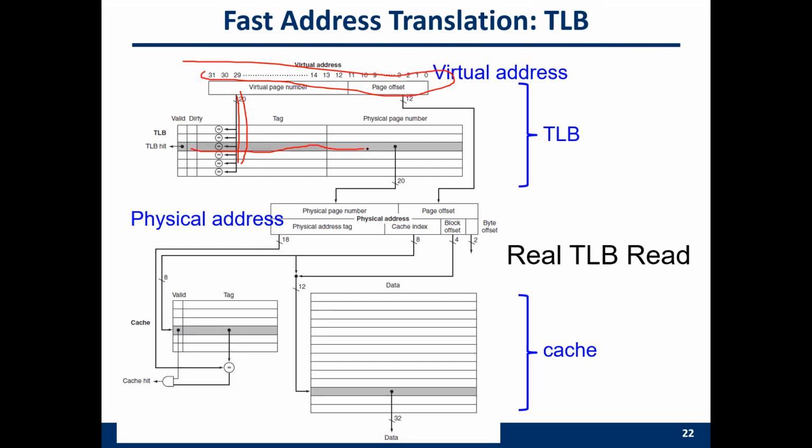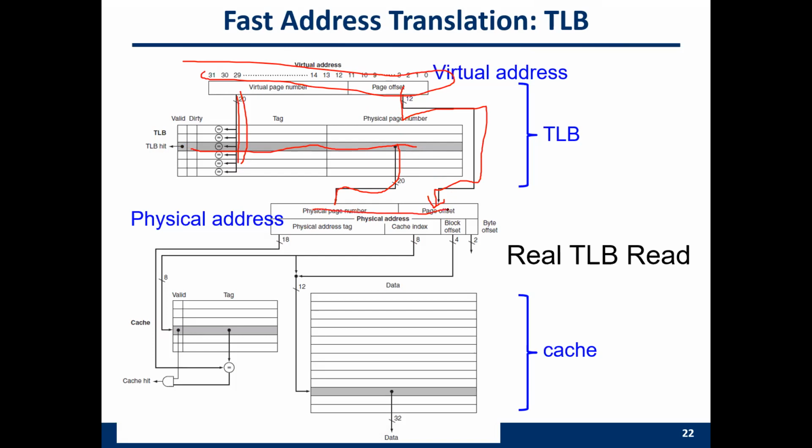And then we find the hit here. We get the physical page number here. We directly copy the page offset here, because the page sizes are the same for virtual and physical memory. We don't have to do translation inside each page. So by these two parts, we can have the physical address.